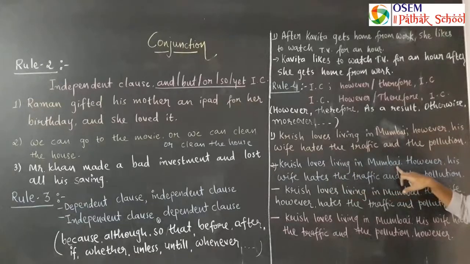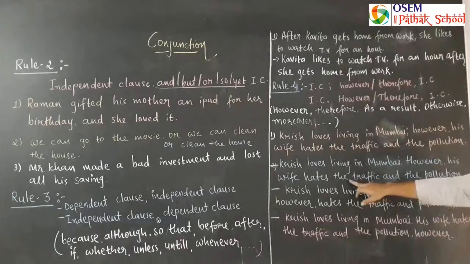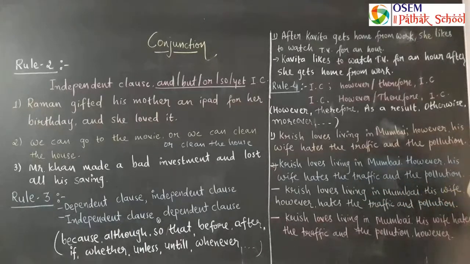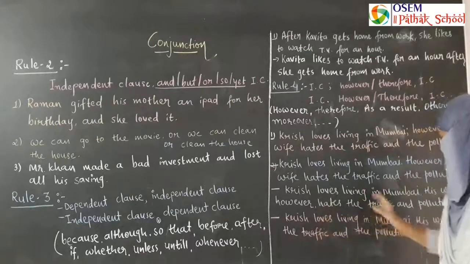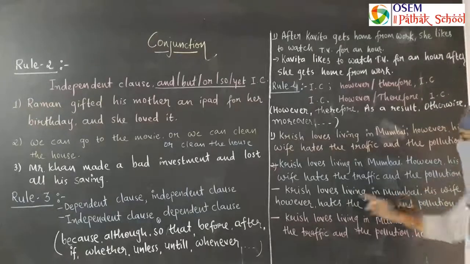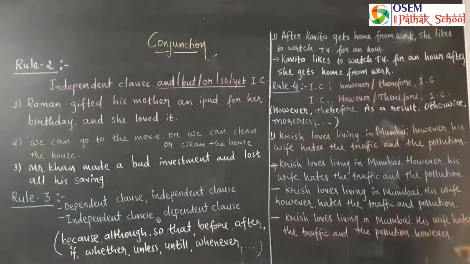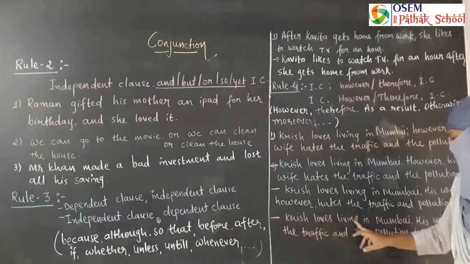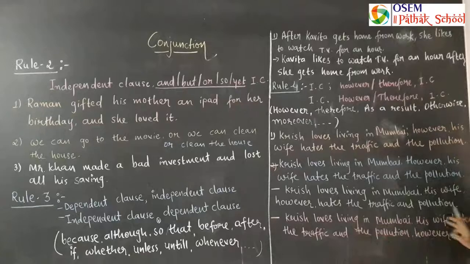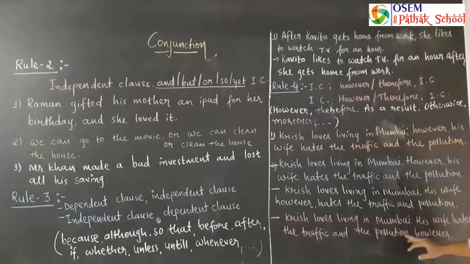Chris loves living in Mumbai. Here, full stop. If you want to make a small sentence, then you have to put a full stop. Then, however, then comma, his wife hates the traffic and pollution. Or: Chris loves living in Mumbai, comma, his wife, comma, however, comma, hates the traffic and pollution. And if you want to write the conjunction at the end: Chris loves living in Mumbai. His wife hates the traffic and the pollution, with comma and however.